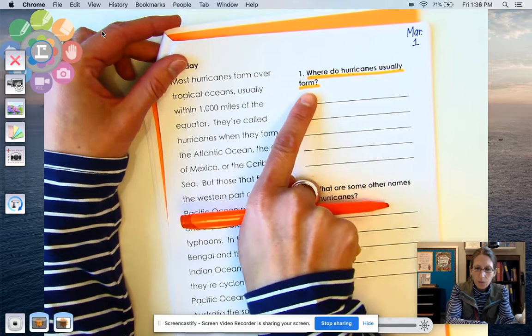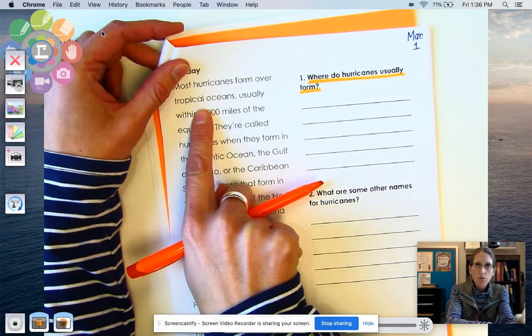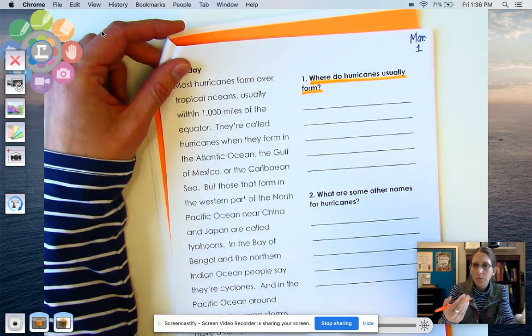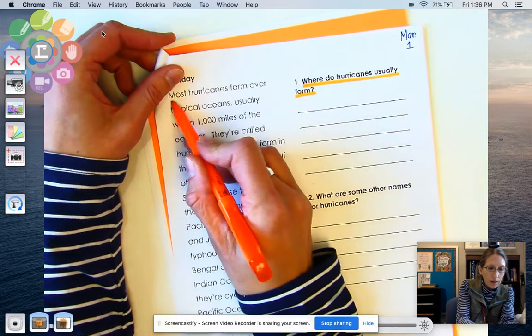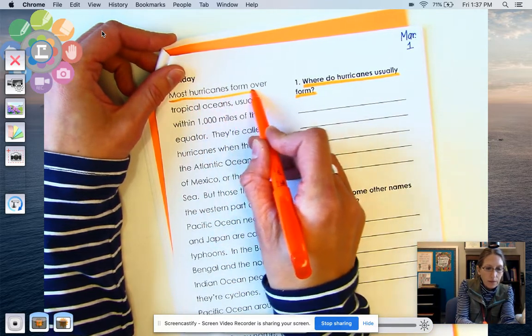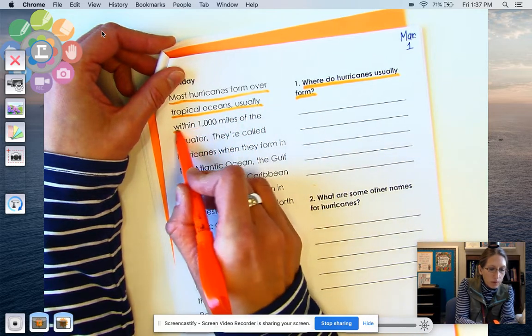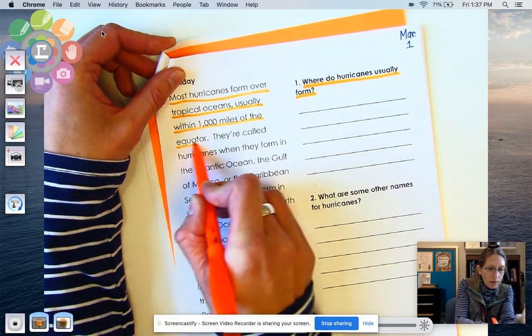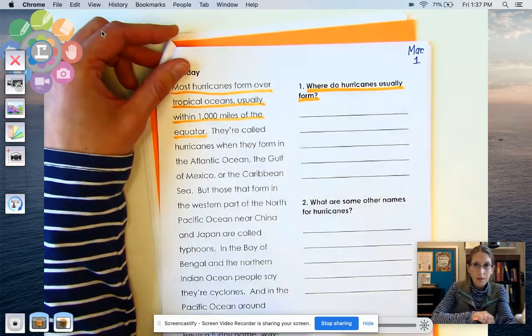So it talks about where hurricanes form, and they form over tropical oceans, and tropical is like places where it's warmer. So I'm going to use my same color, and I'm going to highlight my text evidence. And if you wanted to, this whole thing tells about where, but especially here, doesn't it?